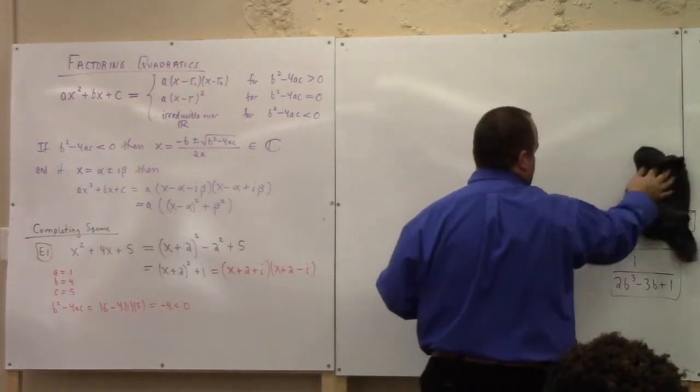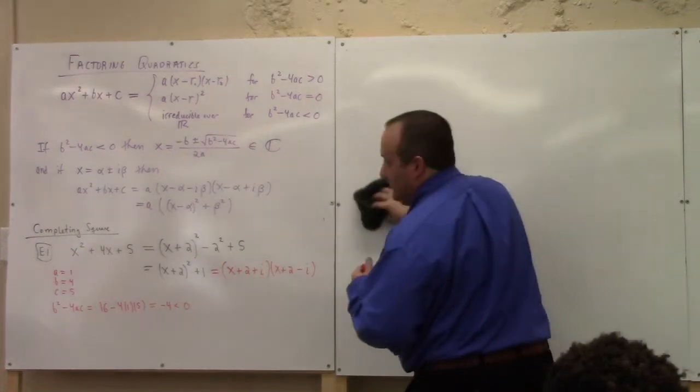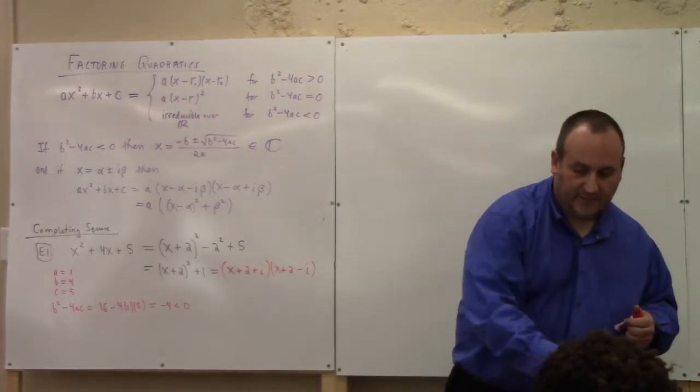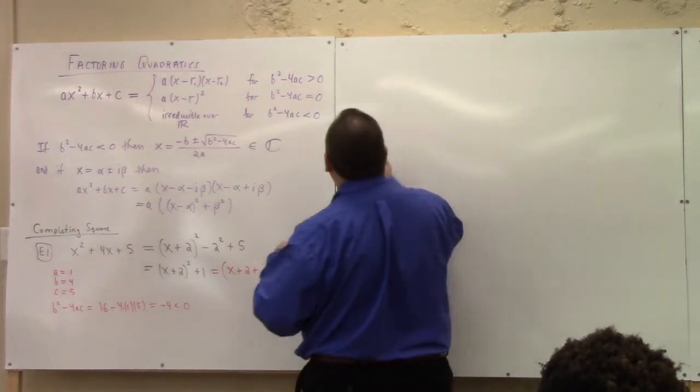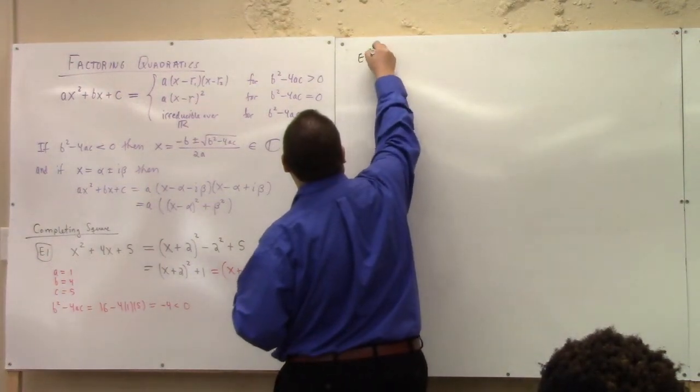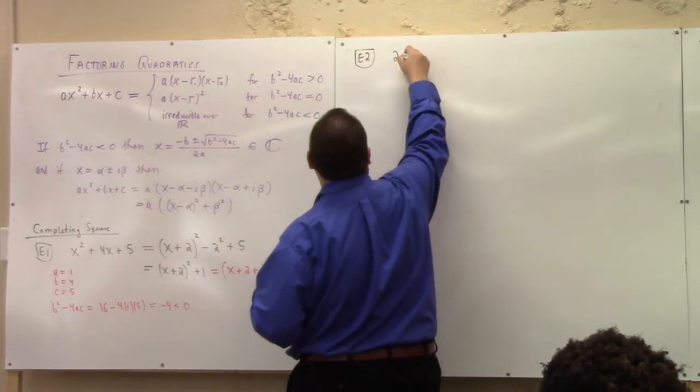Now, I mentioned to you guys earlier that completing the square is what? It is a general method. It always works. Factoring you may or may not be able to see. Completing the square we can always do.